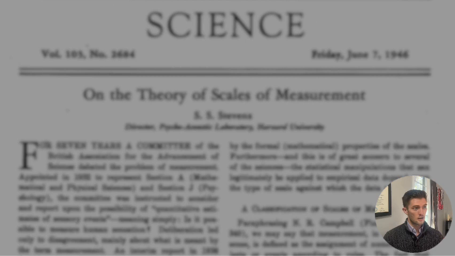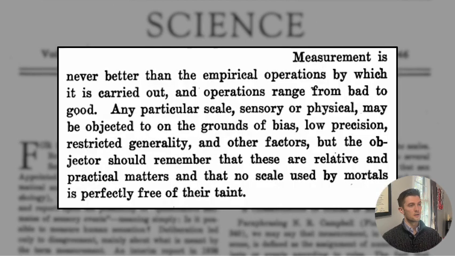In this paper that I quoted before from Stanley Stevens, there's this really wonderful line at the end where he says, "Measurement is never better than the empirical operations by which it's carried out. And operations range from bad to good. So any particular scale may be objected to on grounds of bias, low precision, restricted generality, and other factors. But the objector should always remember that these are relative and practical matters, and that no scale used by mortals is perfectly free of their taint."